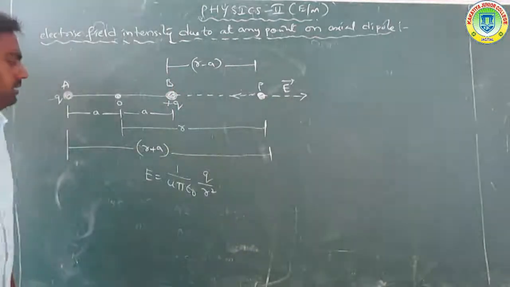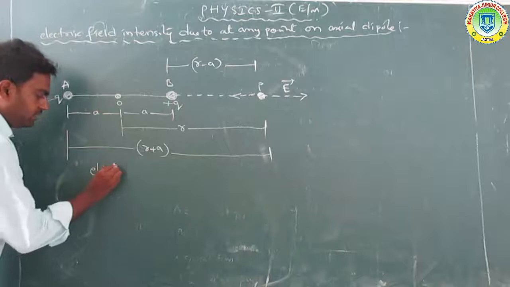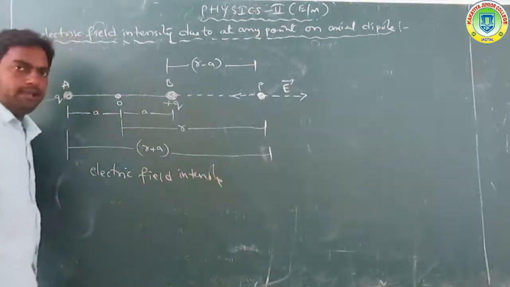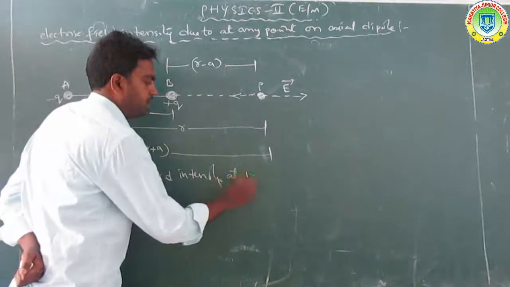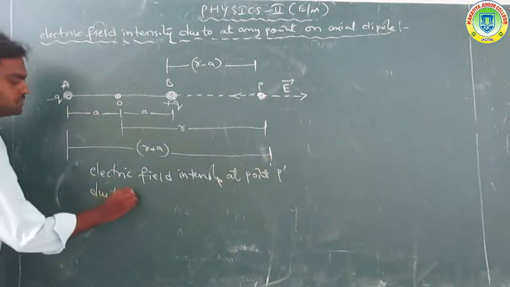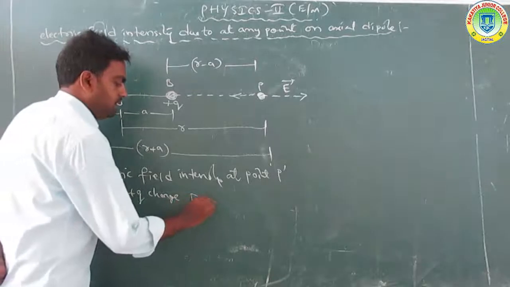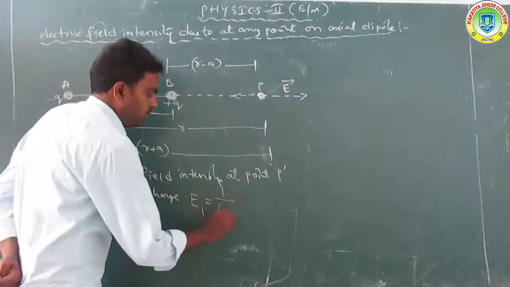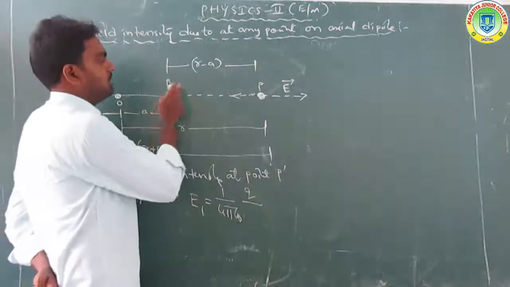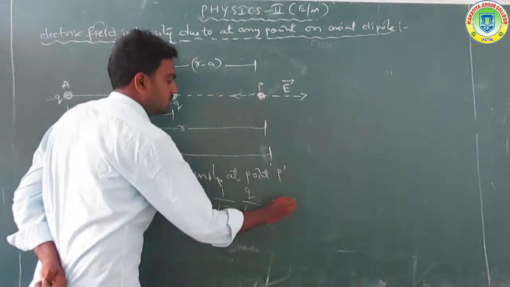First of all, take the electrical field intensity at point P due to the plus Q charge. That is E1 is equal to 1 by 4 pi epsilon Q by r square, where r square is the distance from charge to point, so (r minus a) whole square. So that is equation 1.